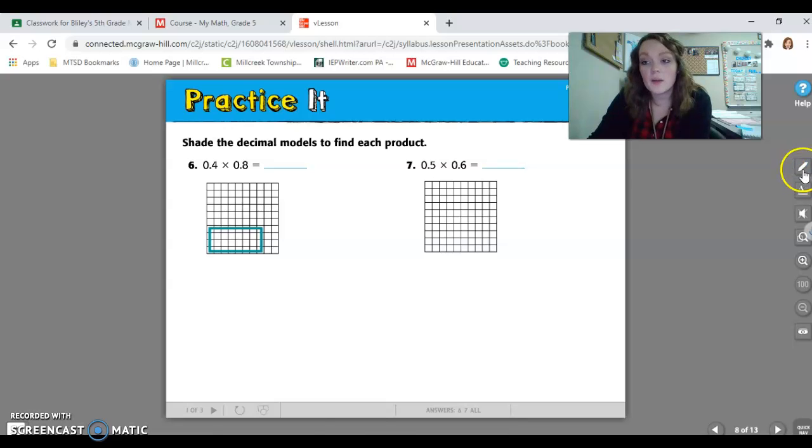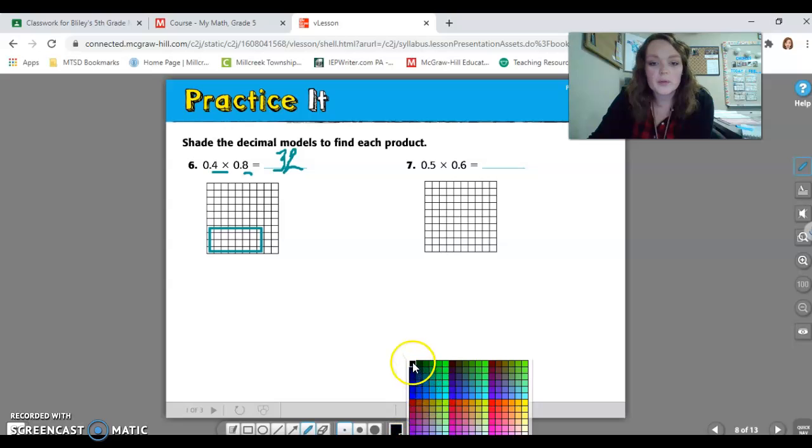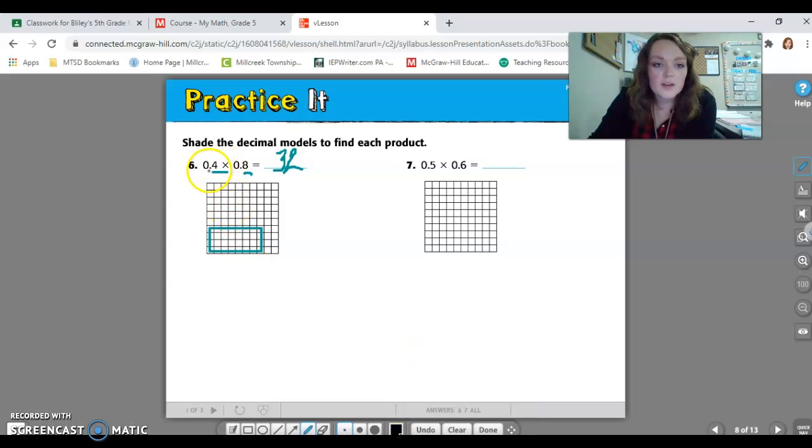We can count them, or we can just do the multiplication in our head. What is 4 times 8? 4 times 8 is 32. Now I need to figure out where my decimal goes. I'm going to look at both numbers and see how many places it takes to get to the right of my number. So 1 and 1, 1 plus 1 is 2. I'm going to move my decimal 2 spaces to the left. So my answer is 32/100ths.